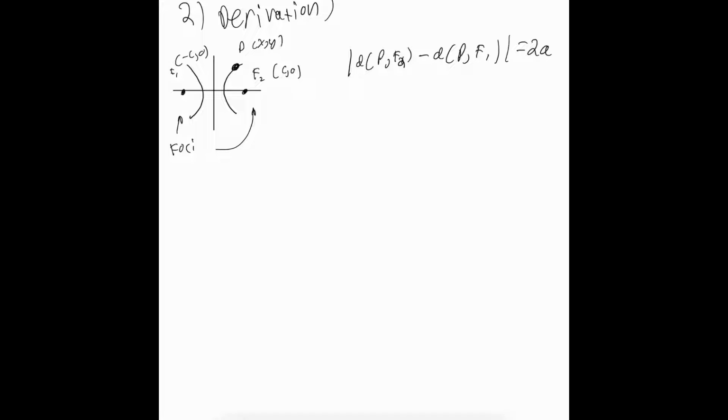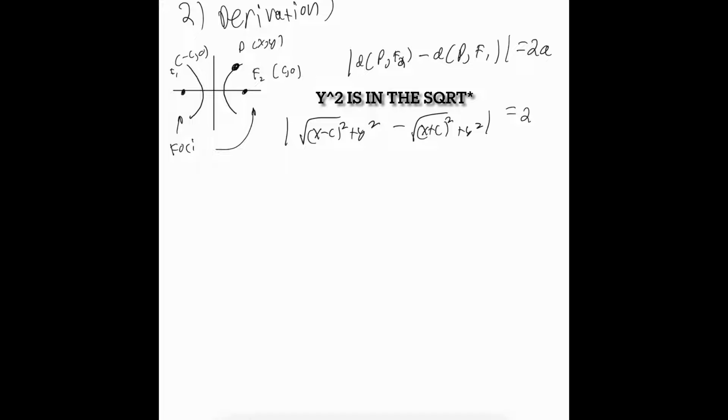Yep, so if we continue along this trajectory, it just turns into a simplification problem where we're going to have our distance formula, so square root of (x minus c) squared plus y squared, right, for distance, and (x plus c) squared plus y squared for distance again, and that's still going to equal our 2a. And now the question is really, how do we simplify this?